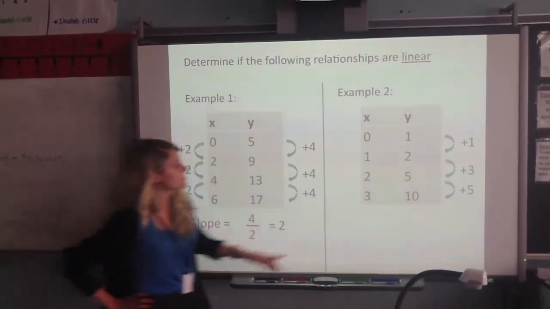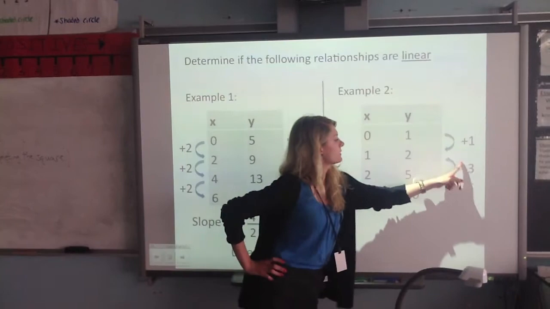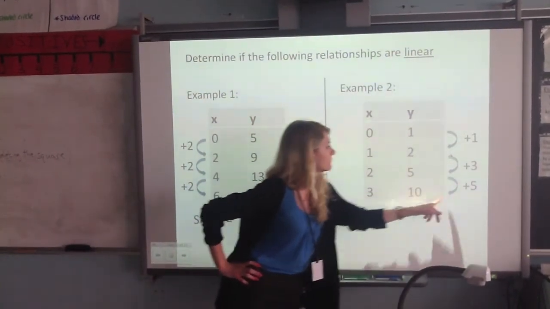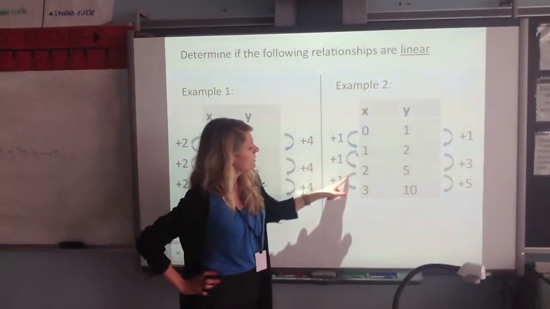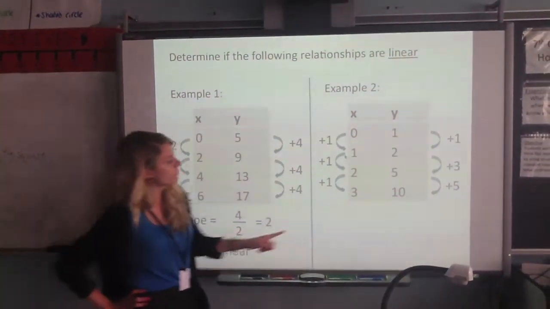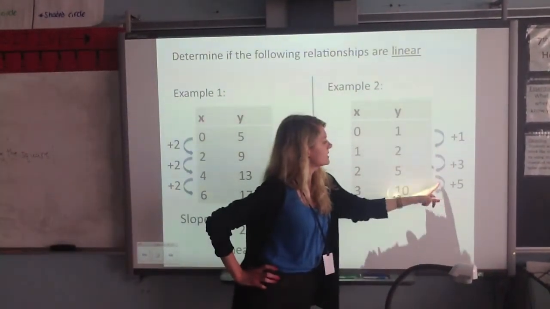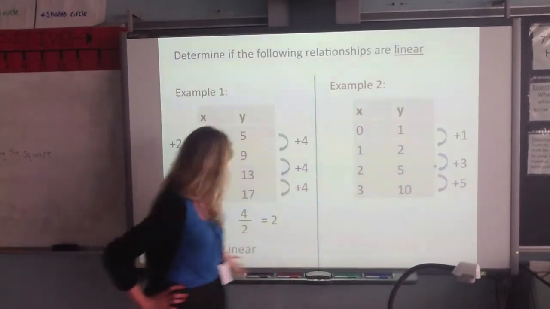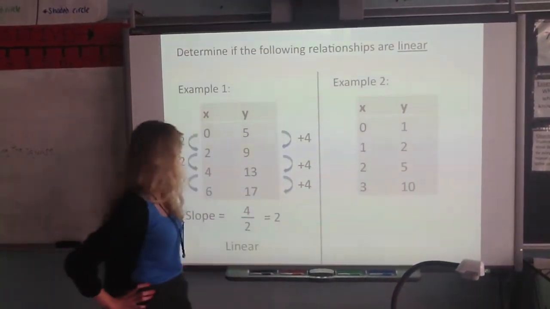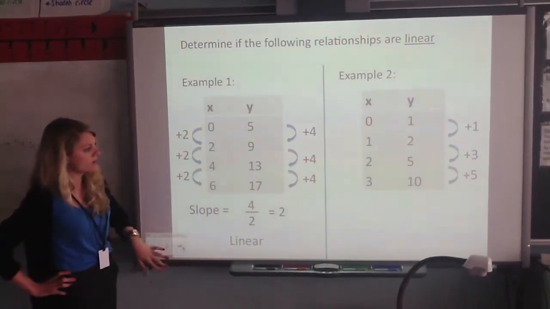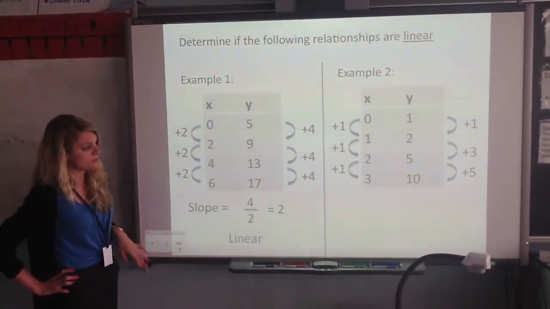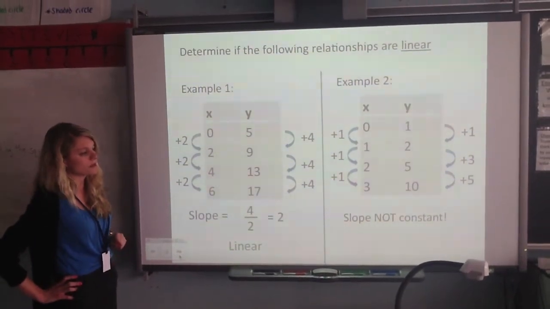So I see that my y is changing first by 1, then it goes up by 3, then it goes up by 5, and my x is just changing by 1 each time. So since each time we do not have this constant rate of change, we're going up 1, 3, 5, and only going up by 1 each time on the x values, this is not going to be linear. We do not have this constant rate of change. So we would say that this is not constant and not linear.